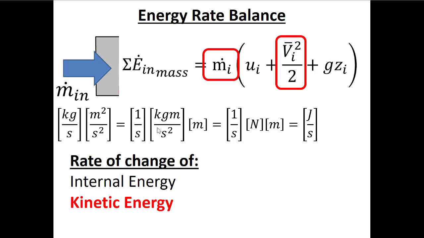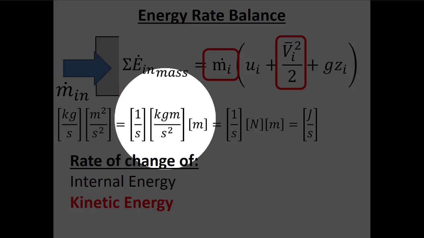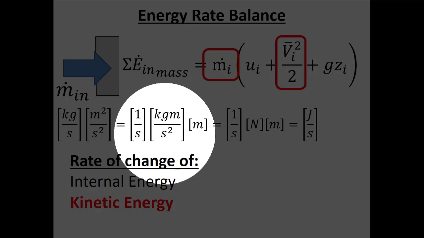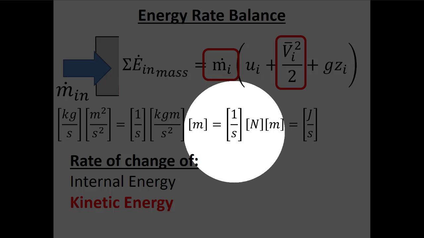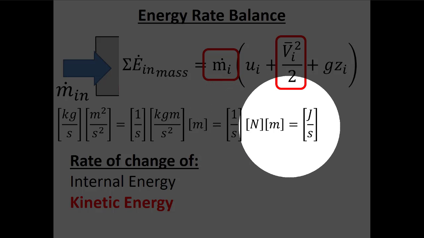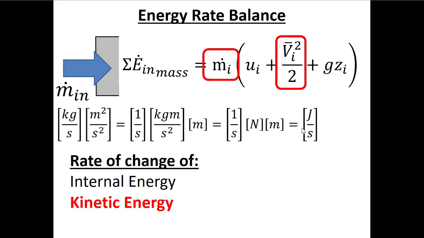Now, a kilogram meter per second squared is mass times acceleration. Mass times acceleration is force. Newton told us that. So now we have 1 over seconds times Newton meters. So this is joules per second. So this is watts. And that's good because we're trying to get something in watts, or joules per second. It's a rate of energy entering our system in this case.